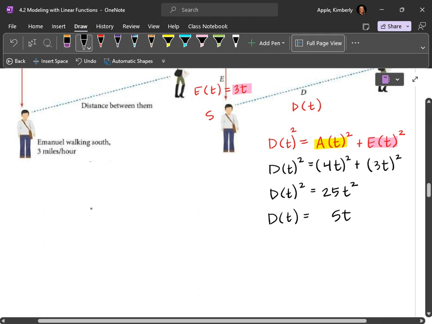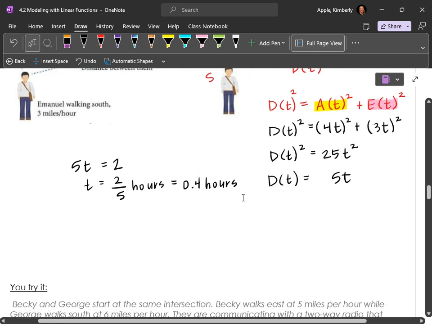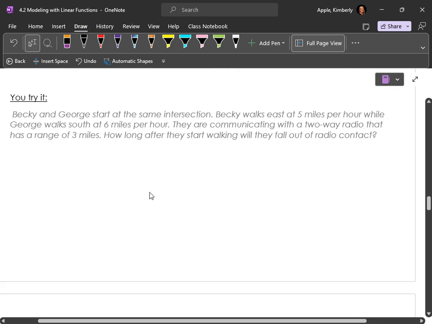And if you look back up at our problem, it asks when they will lose radio contact, which is when that distance is equal to 2. So how many hours t will it take them, at 5 miles an hour moving apart from each other, to reach a distance of 2? And so the answer, solving for t, is 2 over 5 hours, which is equivalent as a decimal to 0.4 hours. And so we were able to use that model and our knowledge of the Pythagorean theorem to calculate the distance as a function of time and then solve for the time. So if you want to give this one a try, I'll let you pause the video and come back.